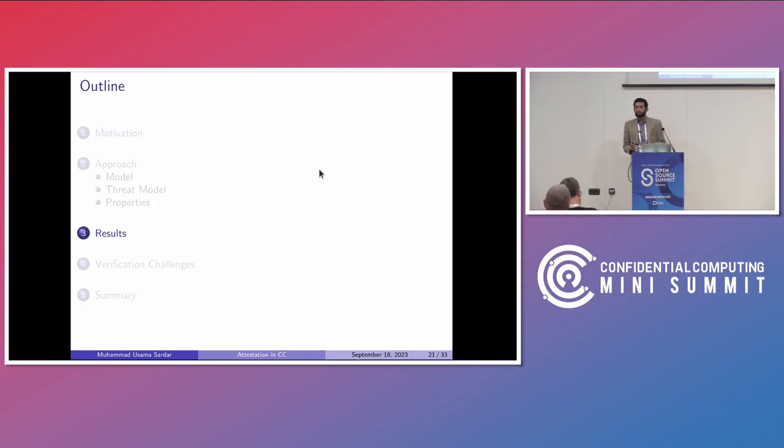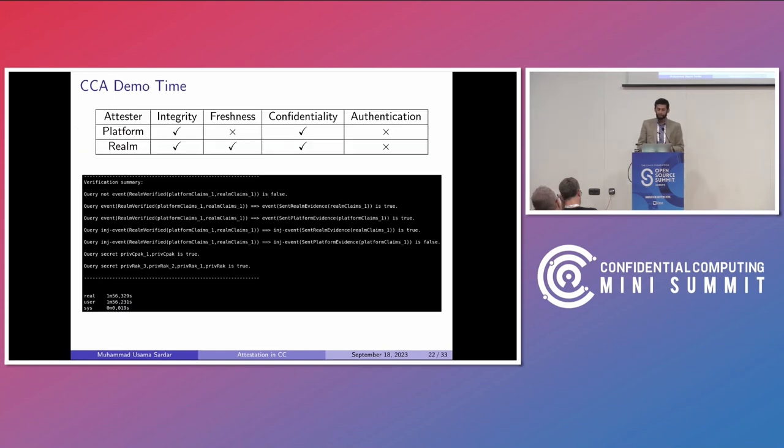So quickly about the results that we have based on this verification effort that we have done for the CCA. Basically, we had two attesters, because it is a composite attester. This table shows that the platform attester has integrity. It has no freshness. The same evidence is replayed every time because it is obtained in the initialization phase and replayed each time. That's by design, that's not a problem. And authentication is not fulfilled by the architecturally defined attestation.